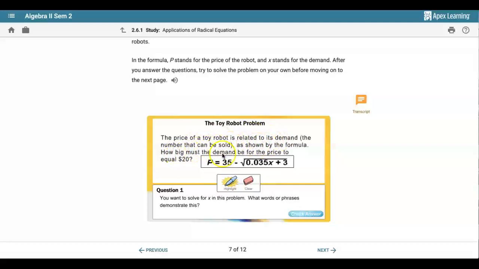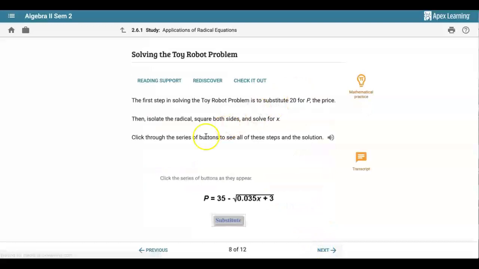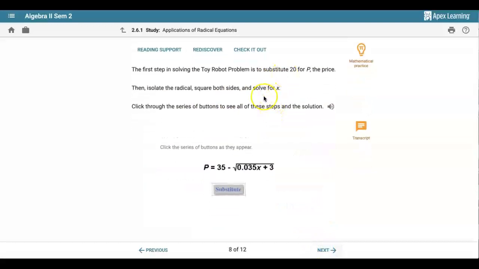How big must the demand be for the price to equal $20? So we want to solve for X in this problem. What word or phrase demonstrates this? Well, how big must the demand be? Then here, how do you know what value you can substitute for P in the formula? Well, it says if the price is equal to $20. So we know that we can substitute in P equals 20, so we substitute in $20 there. And then we're going to try to get the radical by itself.